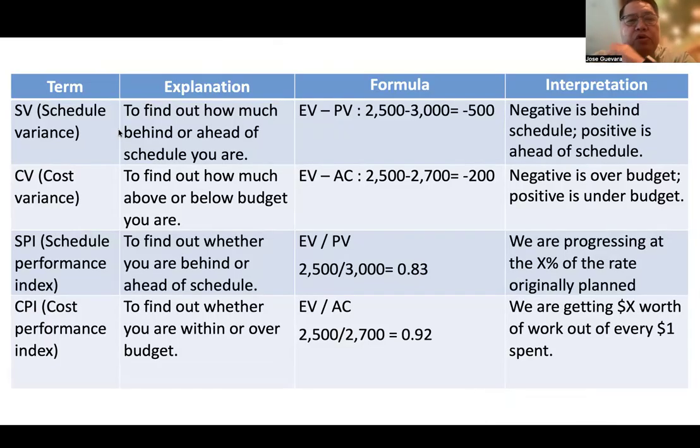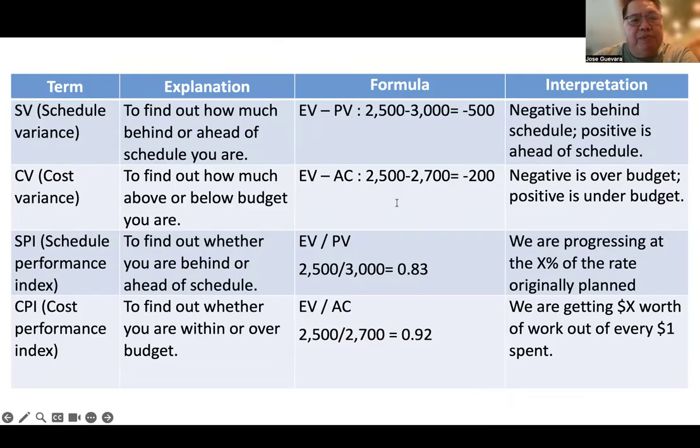So the formula only produces numbers. The project manager must interpret what those numbers mean. CV, if it's positive, is good. That means we are under budget. If it's negative, then it is bad. We are over budget. While SV, schedule variance, if the answer is positive, then that means we are ahead of schedule. If it's negative, it means we are behind schedule.